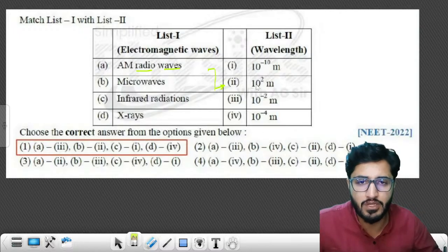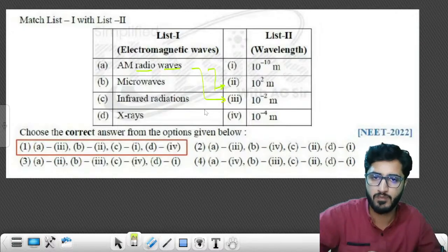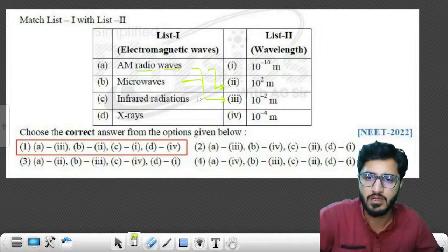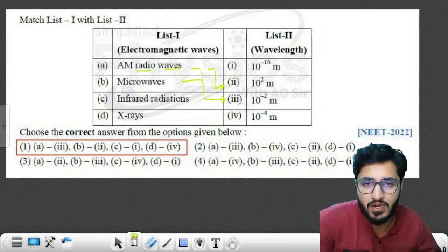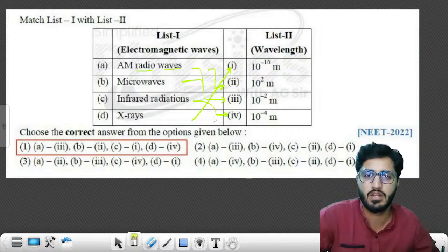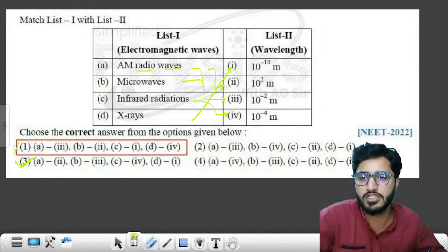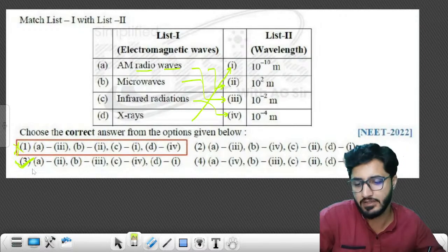Microwaves are less than this. Then infrared is less than this one. X-ray is the lowest one. D is 1. So A2, B3, C4, D1. No. Third is correct. First is not correct. Third is correct.